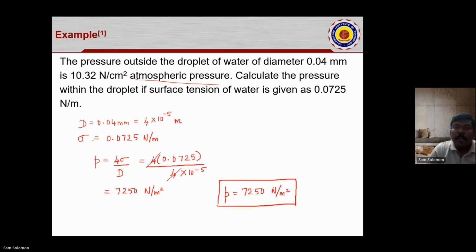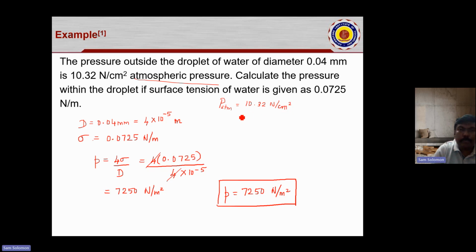Welcome back. Before proceeding to the next topic on capillarity, we stopped with this in the previous lecture, and I would like to direct your attention to the first statement of the problem, which is given as the pressure outside the droplet is 10.32 Newton per centimeter squared atmospheric pressure. So what is given in the problem is the atmospheric pressure, mentioned as 10.32 Newton per centimeter squared.